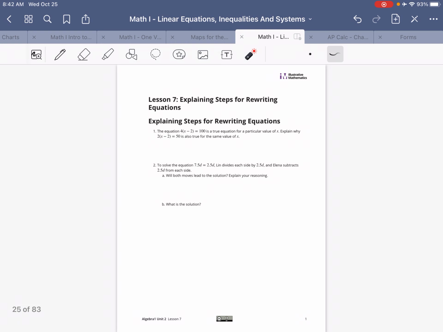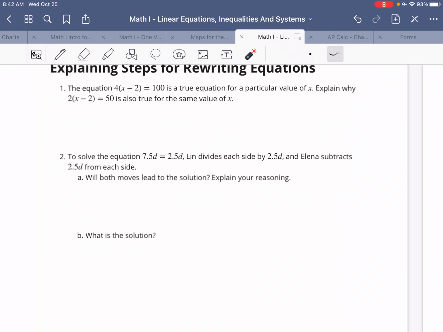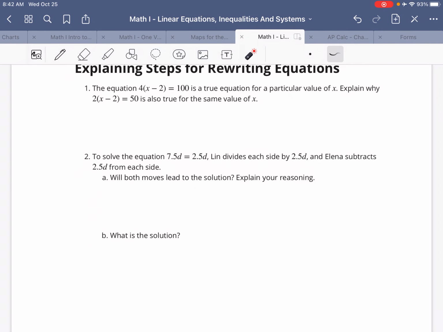Now, taking a look at the cooldown, it should be self-explanatory at this point how to answer these questions. I hope so. If you have questions, let me know.